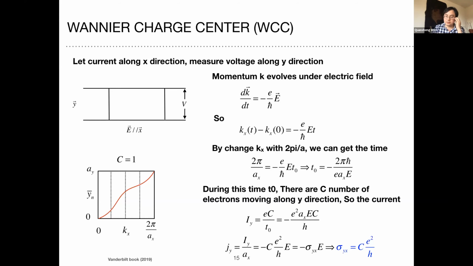So it's written like this. The E square AX is C over H. So we can get the current density. Current density is IY divided by AX. So you will see that this equals minus the Chern number E square over H times the E. And we can use the definition of the conductivity. So we can get the conductivity is exactly the same as the Chern number times E square over H. This is the proof of the quantum Hall effect.